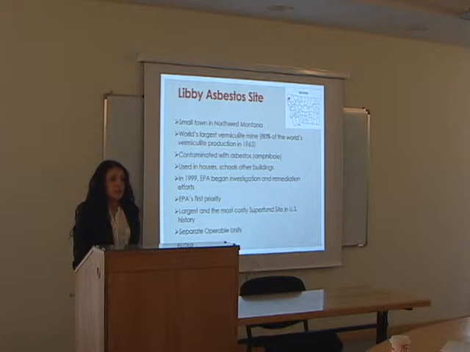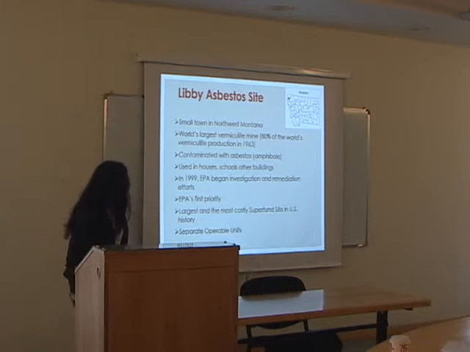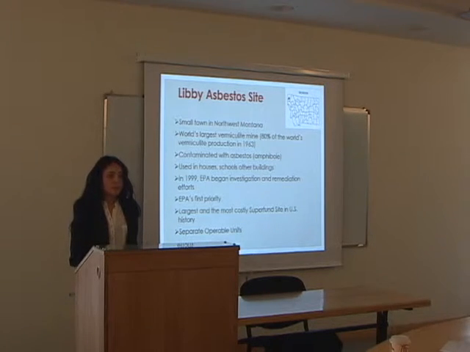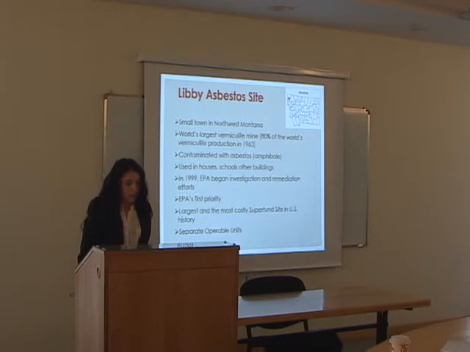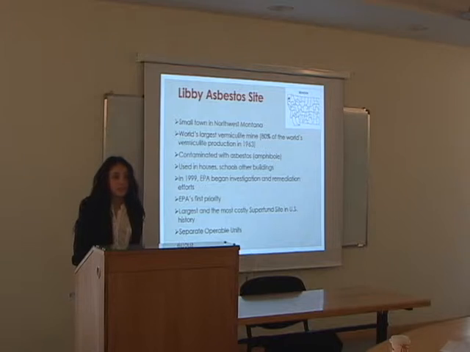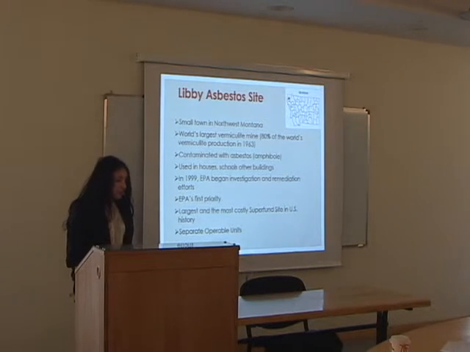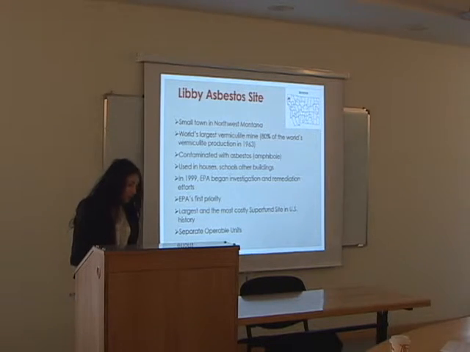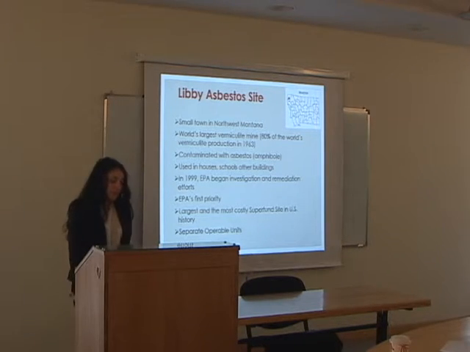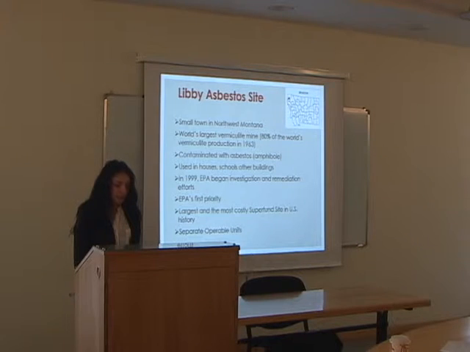In 1999, national attention turned to the Libby site because it was observed that the incidence of asbestos-related cancers and lung cancer was high, and since that time EPA began investigation and remediation efforts, and it soon became EPA's first priority. It is the largest and most costly Superfund site in US history. EPA separated this site into operable units, which makes management easier, based on the specific characteristics of these areas.